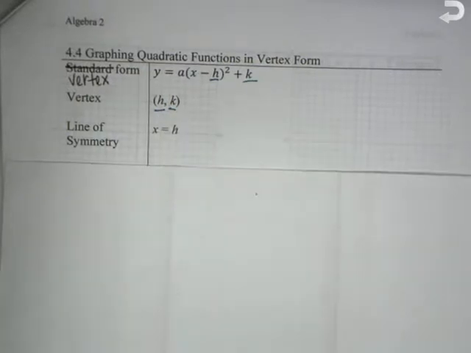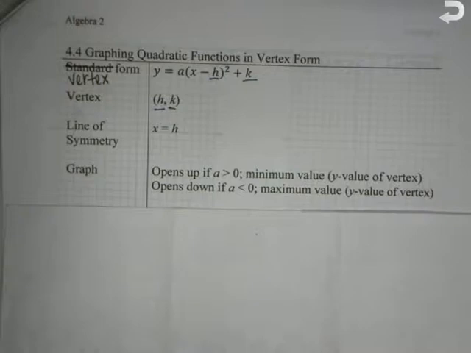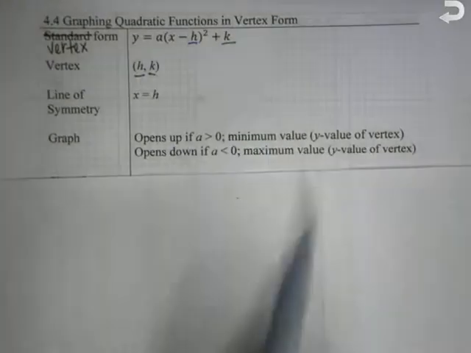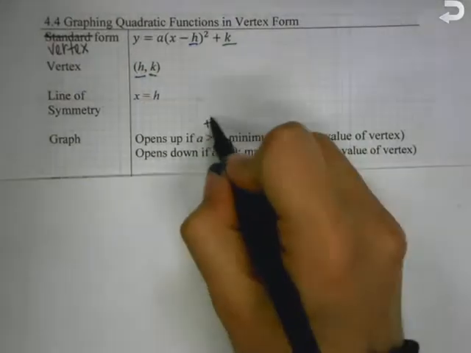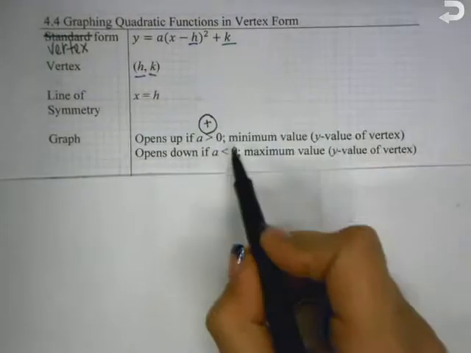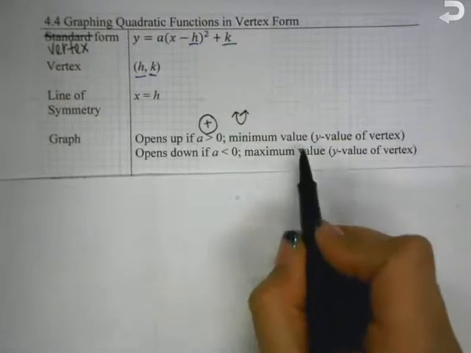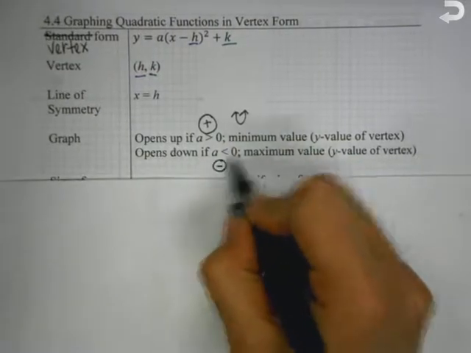Okay? And then same thing about the graphs that we already know. If our a is greater than 0, which means if a is positive, we are opening upwards. So we have a minimum value. If a is less than 0, which means it's negative, we're opening downwards. So we have a maximum value. So that doesn't change.